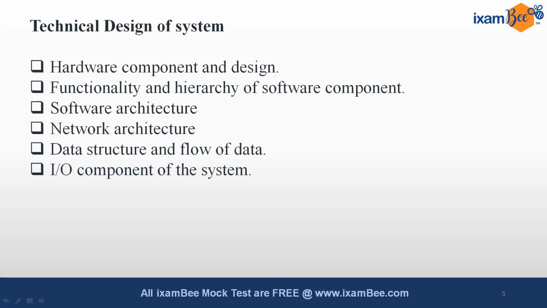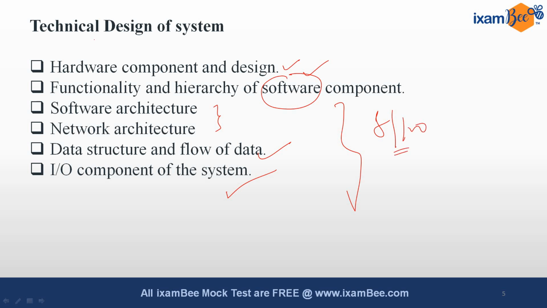Next one is the technical design. The technical design covers the hardware component and the design system, and here the functionality and hierarchy of the software components are more or less the concern: software architecture, network architecture, the input output system, the data structure and the flow of the data. You can see all these parts are related to the software component with the technical design. So this will directly affect the implementation.